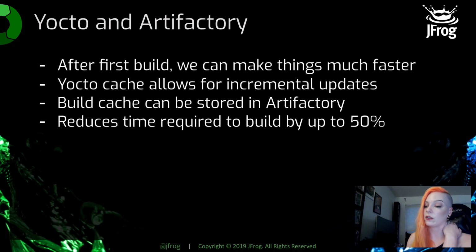So this is where Artifactory comes into play. We can use a generic repository to store the Yocto build cache and tell Yocto to use that during future builds. Doing this alone reduces the time required to build by as much as 50%. It's a pretty significant difference in build speed.